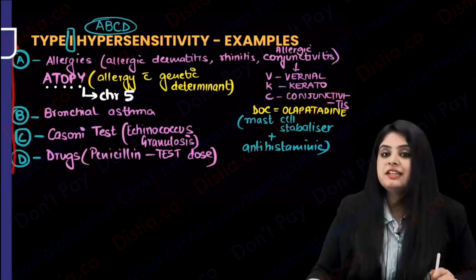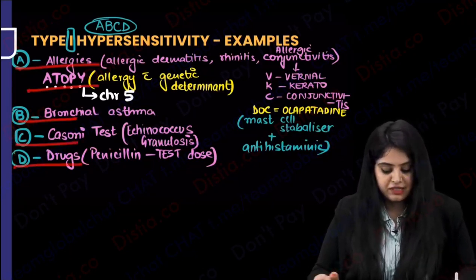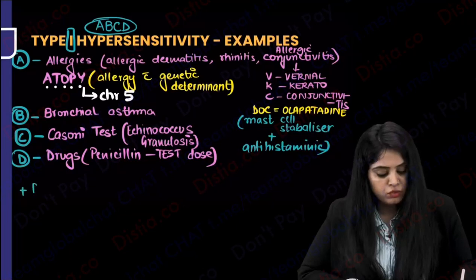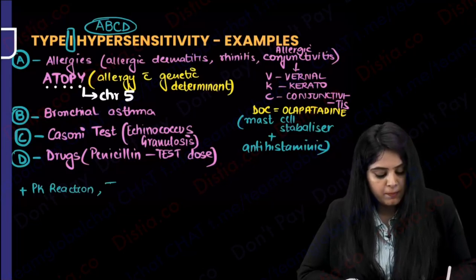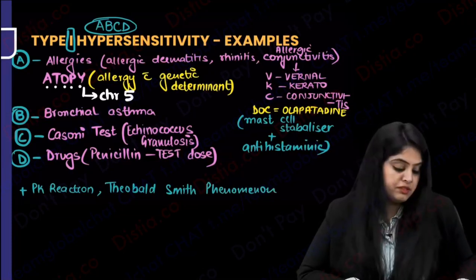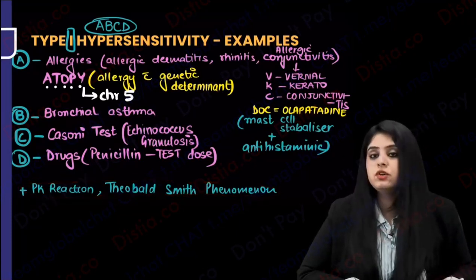So coming back, when I say ABCD, we have allergies, atopy, bronchial asthma, Casoni test and drugs. Apart from that, there are a few miscellaneous ones which no one does nowadays, but learn them. There is something known as a PK reaction, and then there is something known as the Theobald-Smith phenomenon. These are also types of type 1 hypersensitivity reactions. If you can, after ABCD, remember the PK and Theobald-Smith reaction or phenomenon.